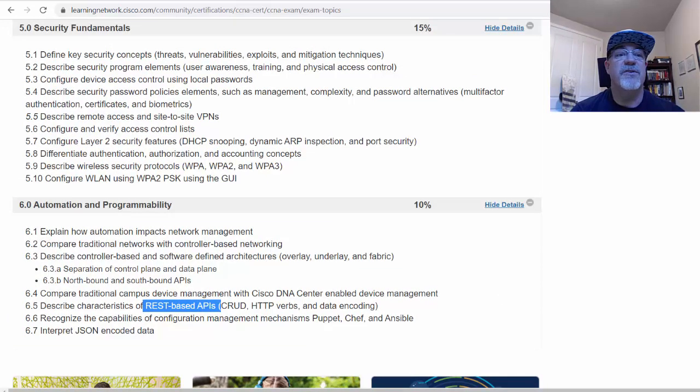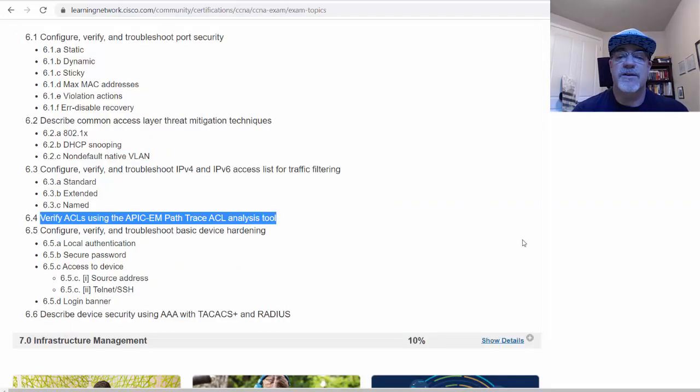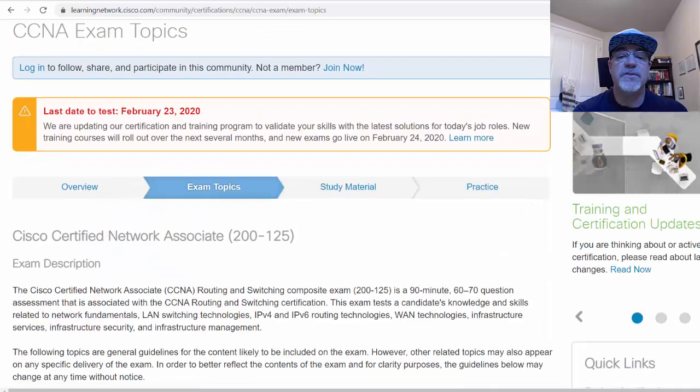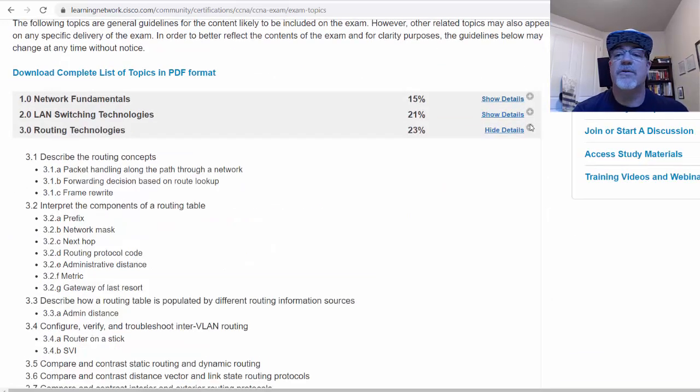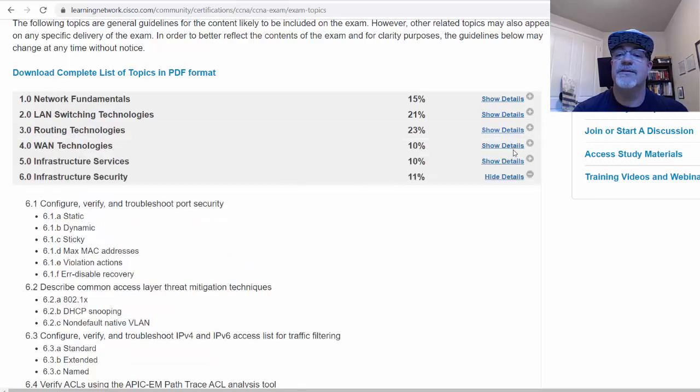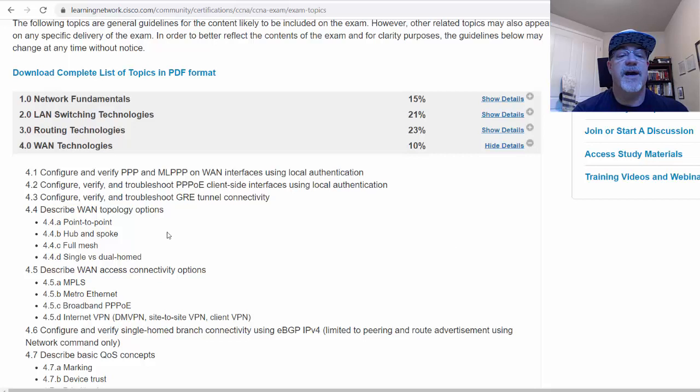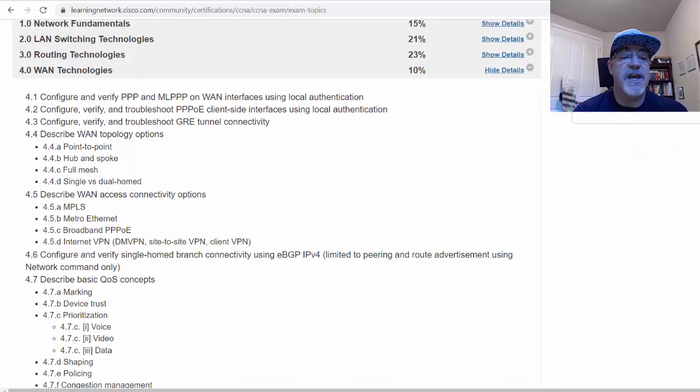Besides that, a lot of things have been removed. So things that you don't see here are BGP, eBGP is removed, PPP is removed, PPP over Ethernet is removed, hot standby routing protocol is removed. I'm not seeing a lot of stuff here about WAN connections. If you look on the old CCNA, there was a whole section on WAN technologies. And in the WAN technologies, you had PPP, PPPoE, GRE, these are all gone. So all this WAN connectivity stuff is not in the new CCNA.